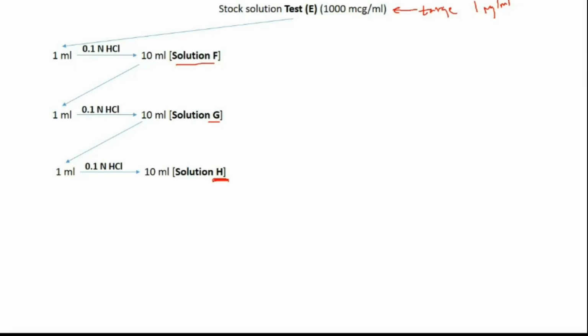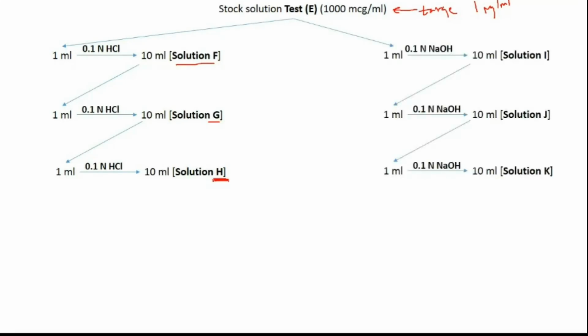Have you understood till here? Everyone, have you understood till here? Yes. Excellent. तो अगर हमने ऐसा सॉल्यूशन प्रिपेयर किया है एसिडिक मीडिया में, we will carry on with the same dilutions to get solution K. Take 1 ml, dilute to 10 ml. From that solution I, take 1 ml, dilute to 10 ml to get solution J. From that, take 1 ml, dilute to 10 ml with solution K. All these dilutions are done with NaOH in basic media.